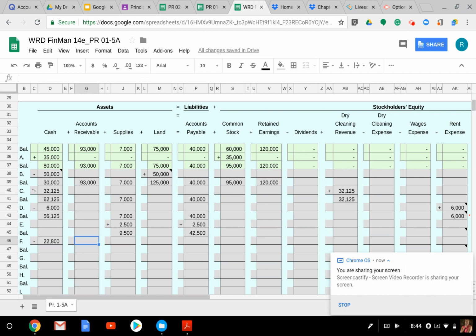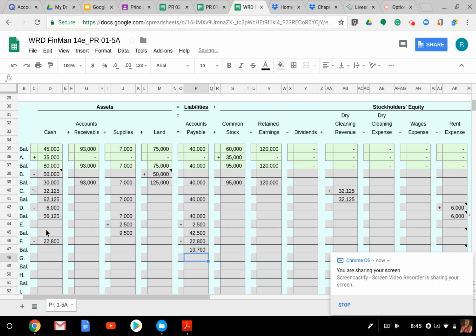Who are our creditors? I just told you. They're your accounts payable, the people that you owe. So therefore here, we're going to reduce the amount that we owe. So we no longer owe $42,500. We owe $42,500 minus $22,800, which is going to give us a balance of $19,700.